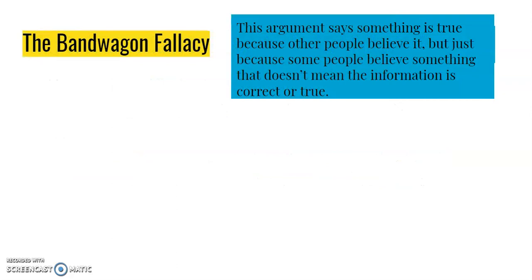So the first type of fallacy we're going to learn about is the bandwagon fallacy. This fallacy is an argument that says something is true because other people believe it. But just because some people believe something, that doesn't mean the information is correct or true.